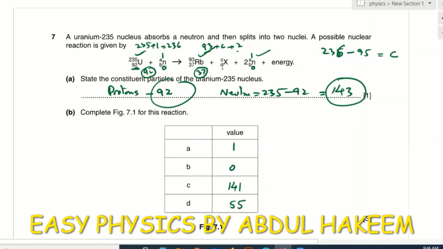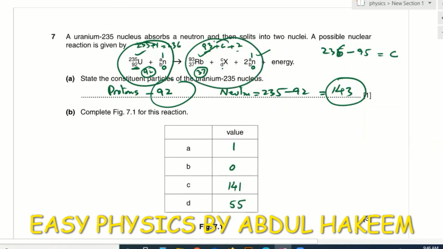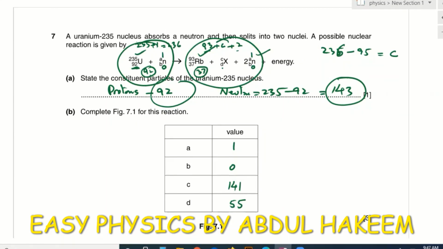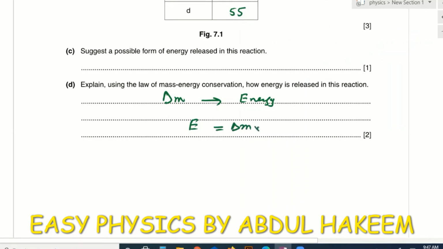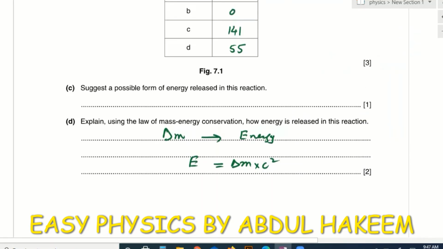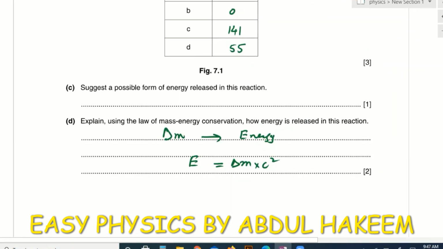Look, the total mass of the left side and the total mass of the right side are not equal. When the masses are calculated and compared, the total masses left and right are not equal. The difference of the mass is converted into energy, which is released according to the famous equation, E is equal to mc square. So first we have to write the left side mass is not equal to the right side. This difference of the mass is converted into energy according to the relation E is equal to mc square. So this is the paper.